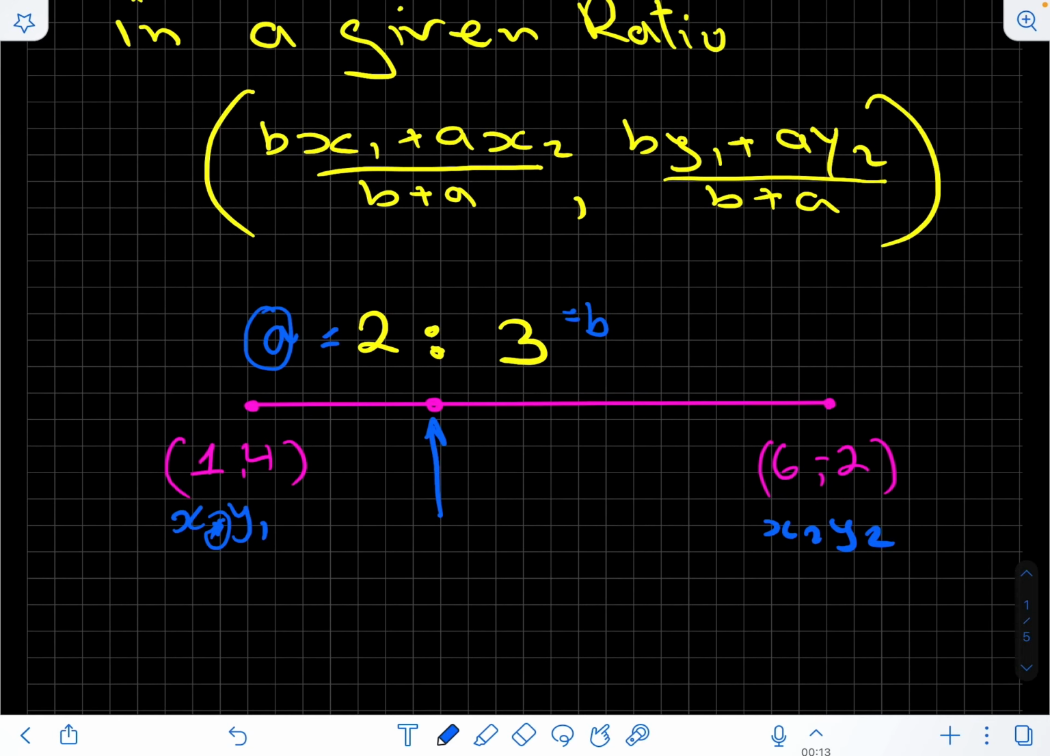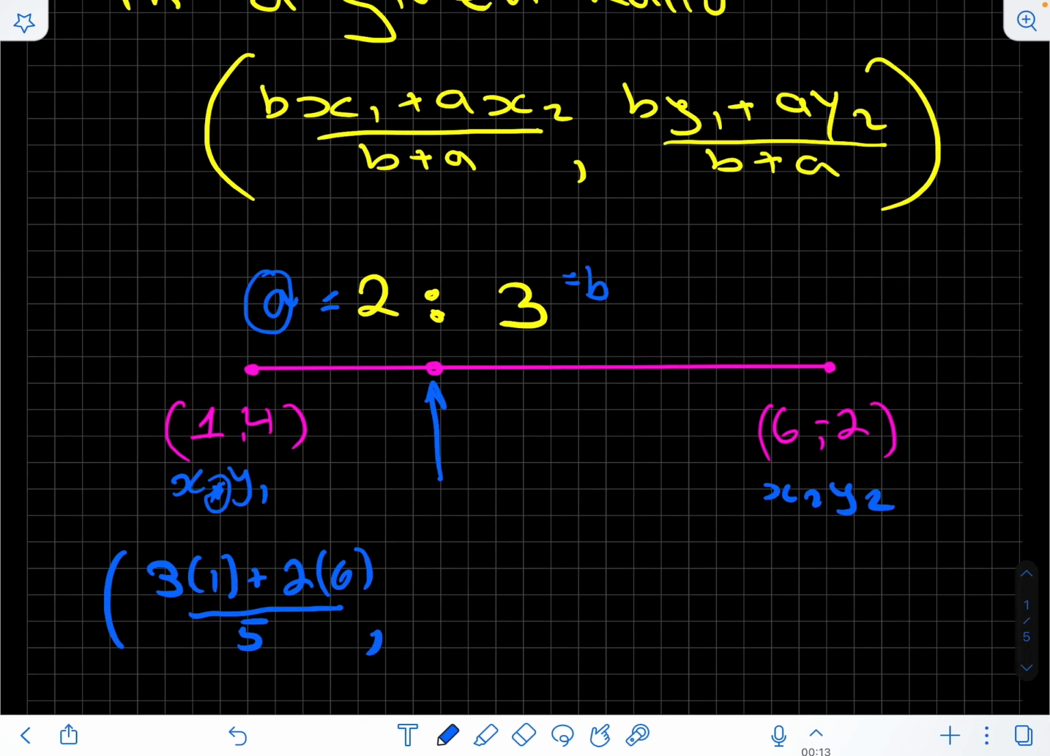So the formula says B, which is in our case 3, multiplied by x1, which in our case is 1, plus A, which in our case is 2, multiplied by x2, which is 6, all over A plus B, which is 5. That will be the x of the point. To get the y of the point, we do the same thing. B, which is 3, multiplied by y1, which is 4, plus A, which is 2, multiplied by y2, which is -2, and all over 2 plus 3, which is 5.